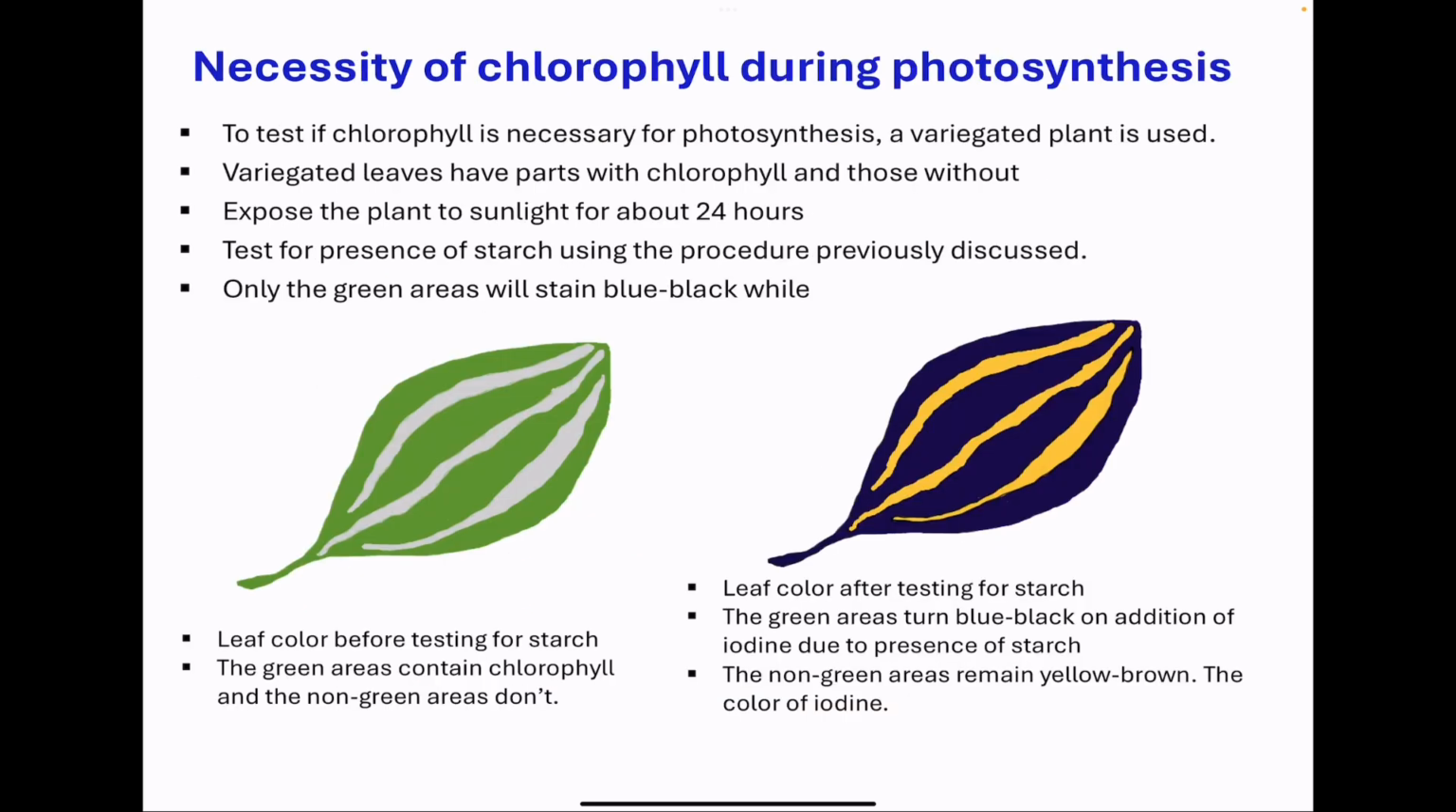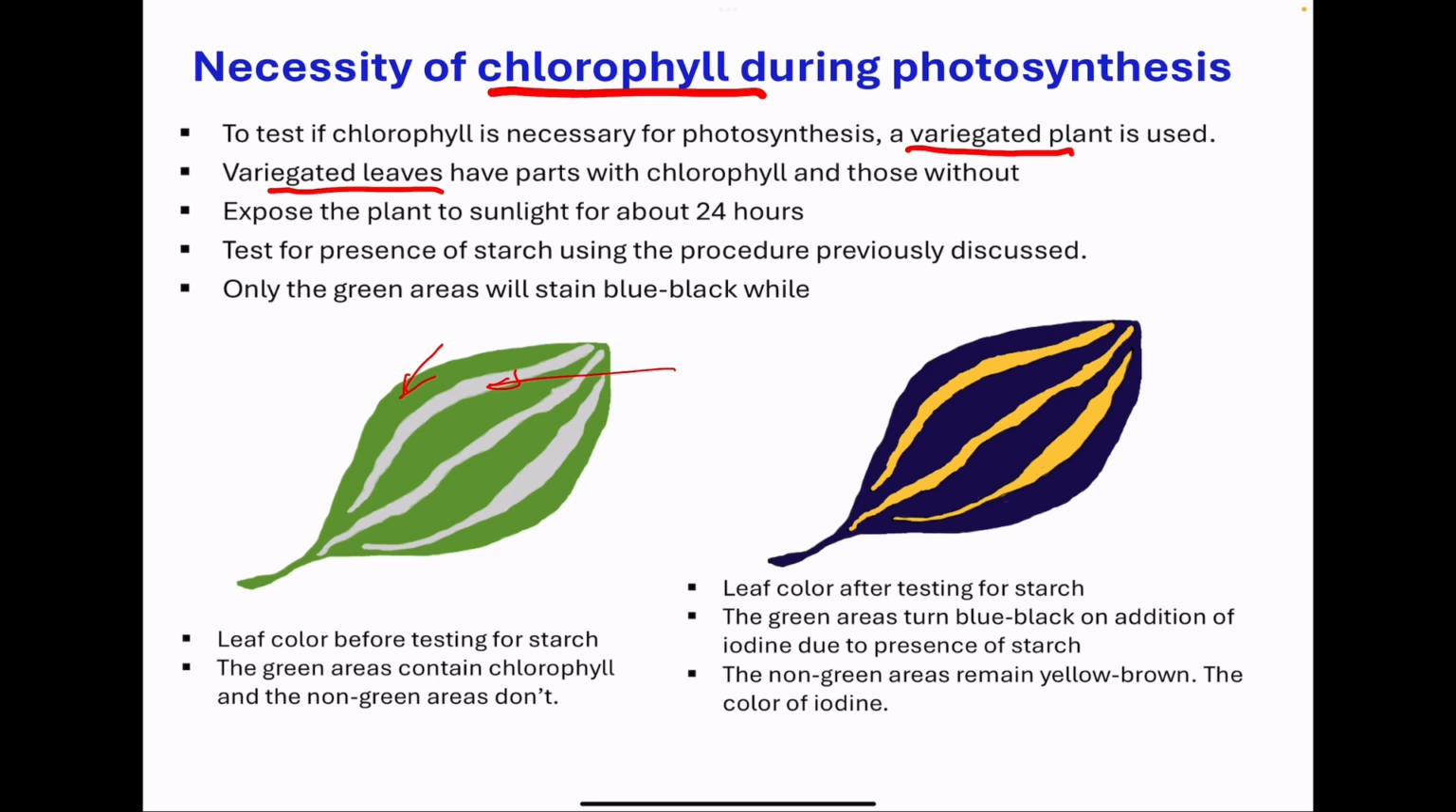Next, we're testing the conditions necessary for photosynthesis to occur, and the first one is looking at chlorophyll. To do this, we will use a variegated plant. The variegated plant has variegated leaves. These have parts with chlorophyll and other parts without. For example, we can see here the green parts have chlorophyll and the other parts do not have any chlorophyll.